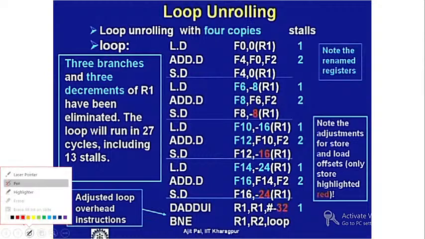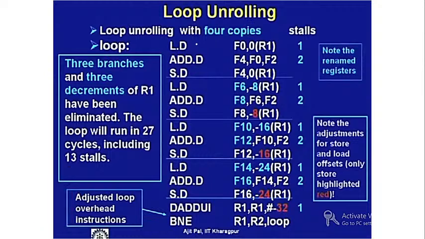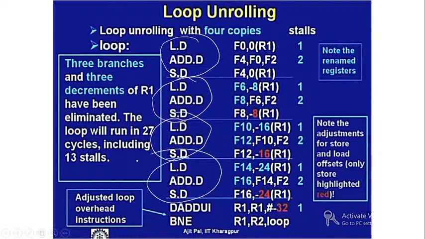Okay, what happens here? We have duplicated a loop. This is one copy, second copy, third copy, fourth copy, and here we have done the renaming of the registers. Here you can see F0 is there, F4 is there, F4, F6, F8, F8, F10, F12, F12, F14, F16. Means we'll get more instructions.